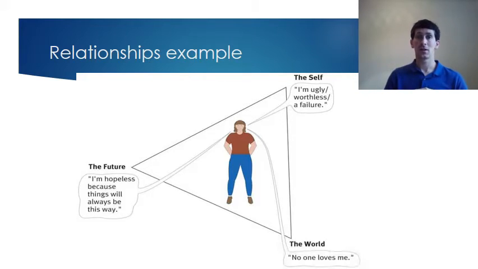I'm hopeless. The self: I'm ugly. I'm worthless. I'm a failure. All of those things have a negative impact on them developing a relationship in the future. And if you think you're ugly, if you think you're worthless, if you think you're a failure, you're obviously not going to be able to get involved in a relationship, and you might start to develop depression because of that.